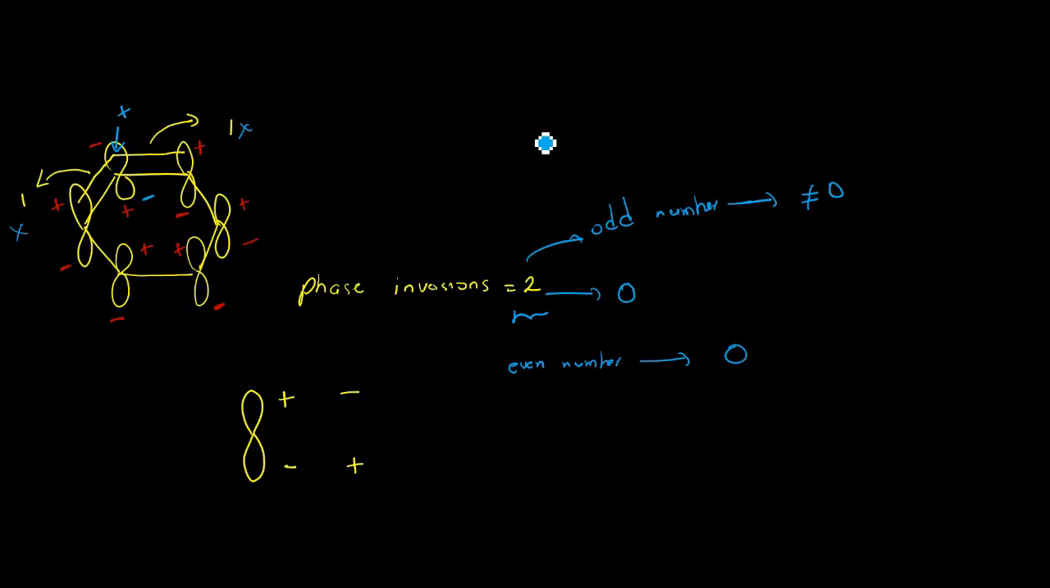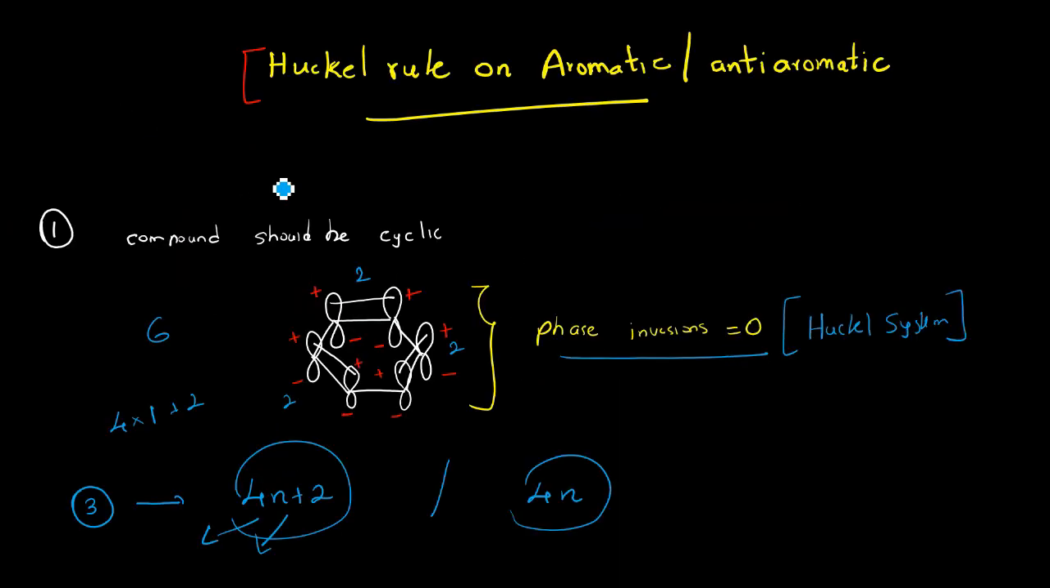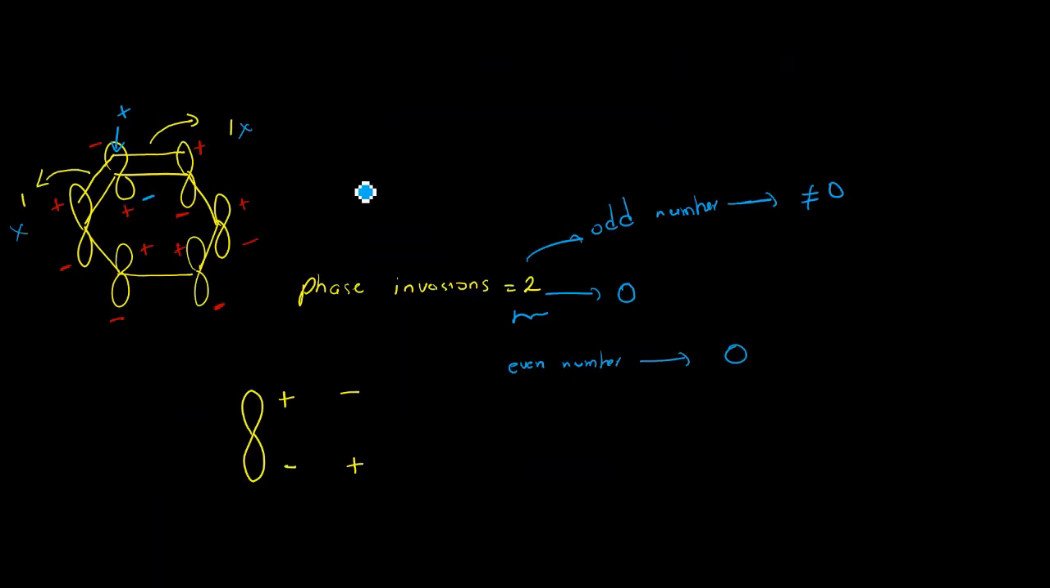Now if you look at this structure, right, first thing you need to do is see whether it's cyclic or not. So as you can see, it's a cyclic one. And the next step, you need to see whether there are phase inversions. So you will see there are 2 phase inversions, which means it's an even number. So you can change these signs up and down and make it 0. So there are no phase inversions, or we can call this a Huckel system.